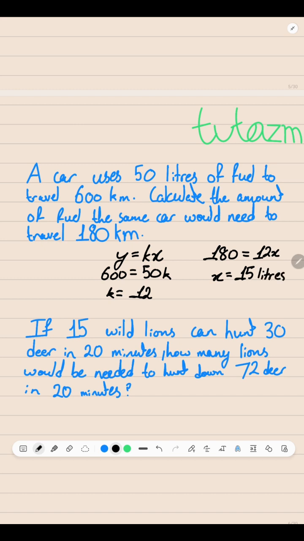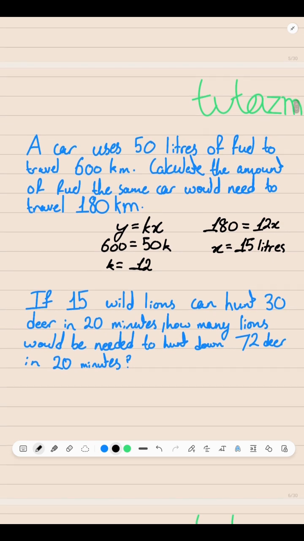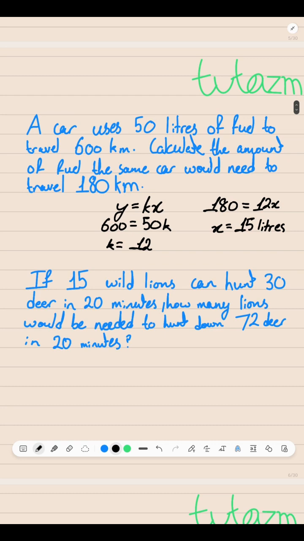When working with direct proportion, it's very important that you use the same values that you plugged in originally. So you can't have the litres of fuel being y in the second part of the question. Whatever you put as y remains as y in the second part of the question. Whatever you put as x remains as x. So have a look at the second question here at the bottom, and I'll go over it shortly.